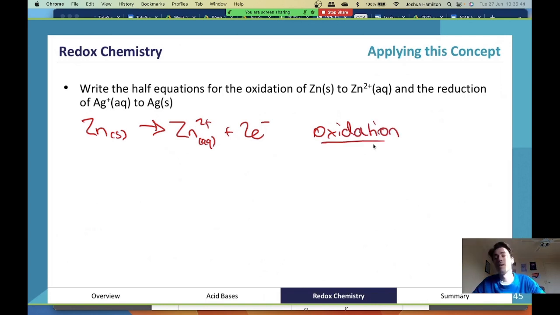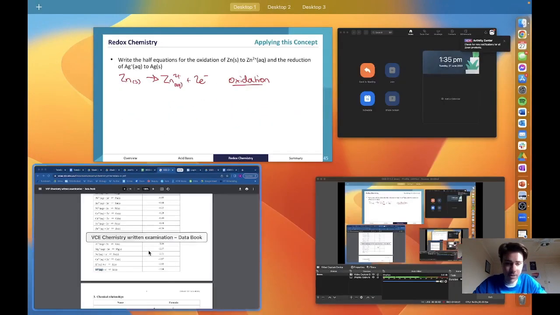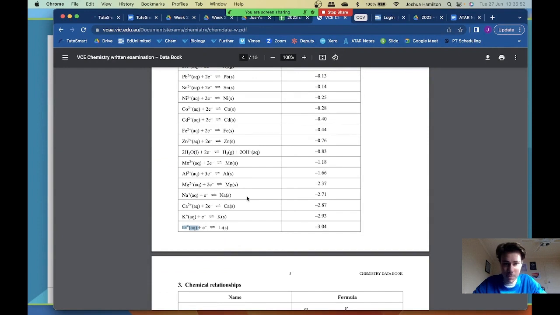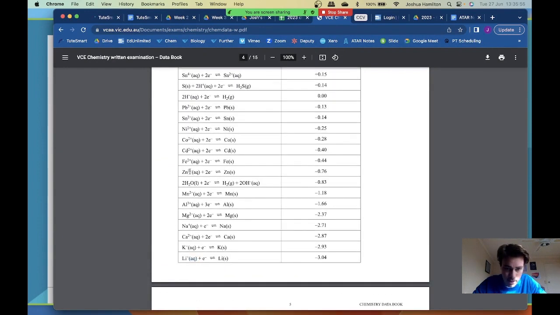Happy with that. But there's an even simpler way of going about this. Most of these simple half equations are found just here. Most of them are found in here. There is my zinc half equation. I just have to flip it around.